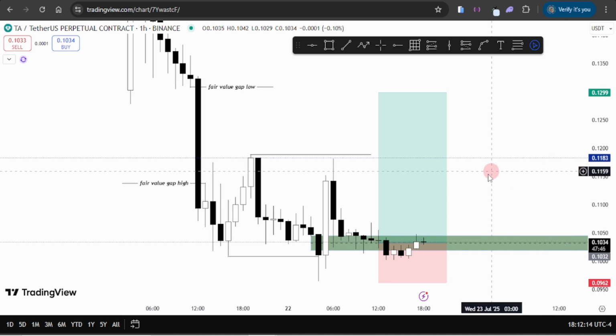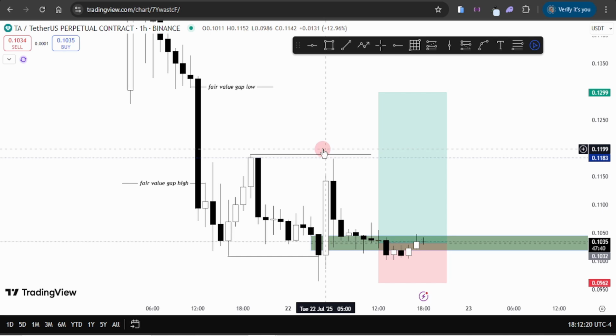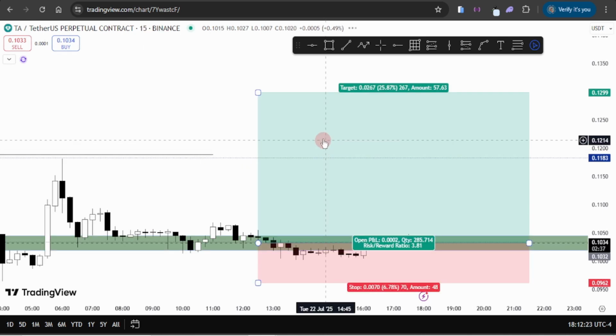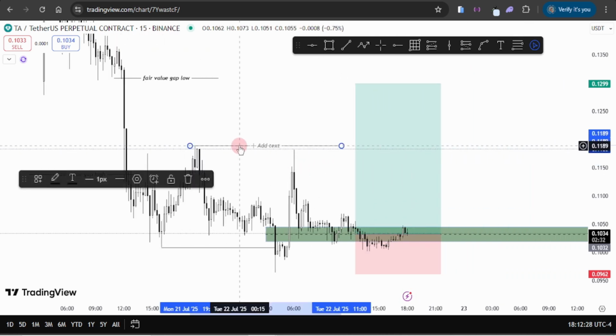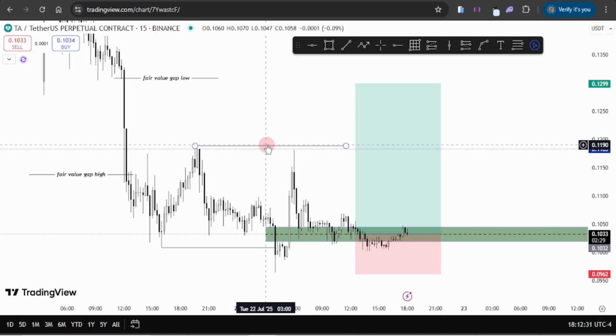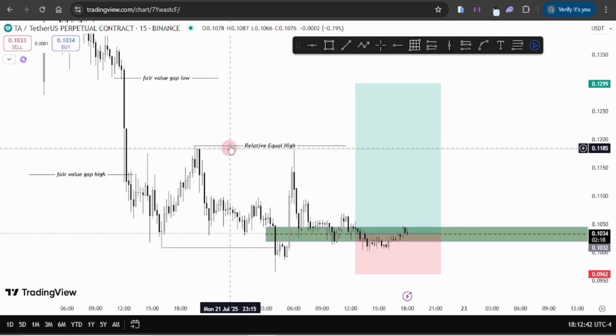So let me quickly drop to the 15 minutes and point out this point in price. So let me call this a relative equal high. So this high is actually a weak high. Okay, it is like an open high. It's literally asking price to come and take it out.